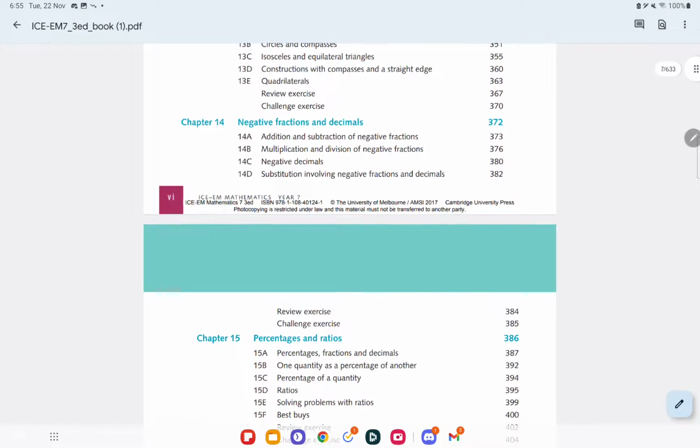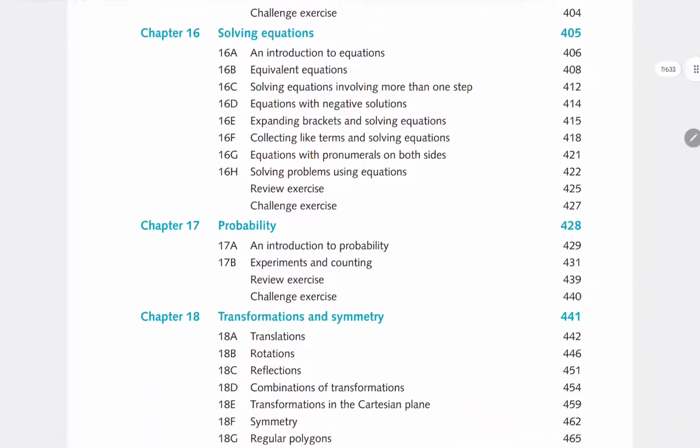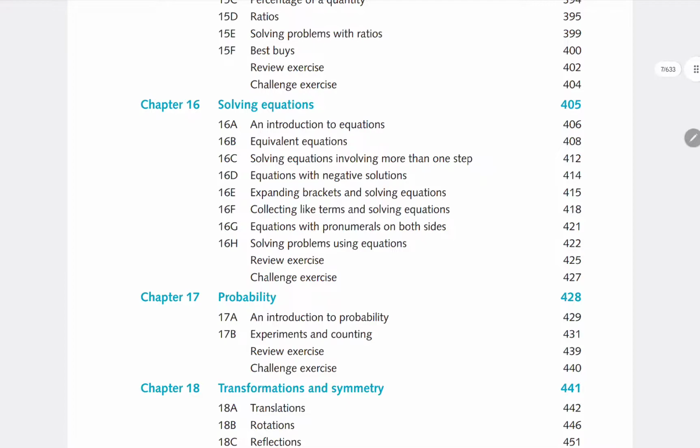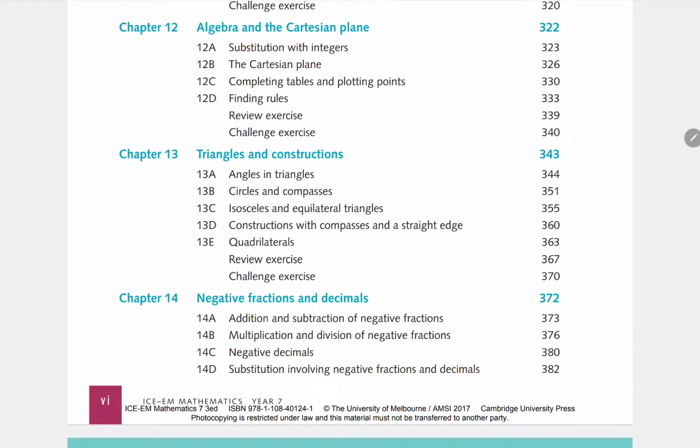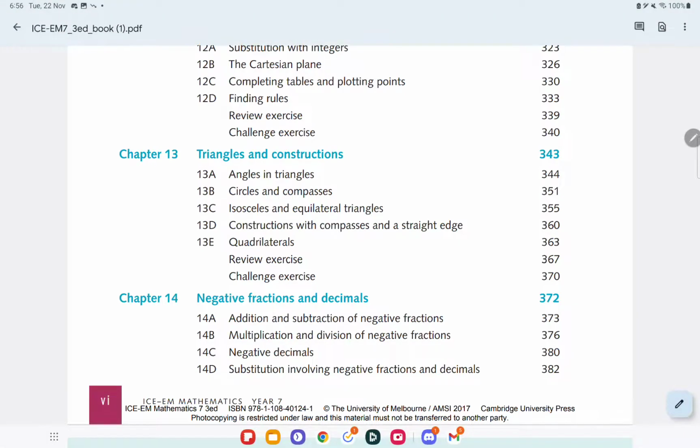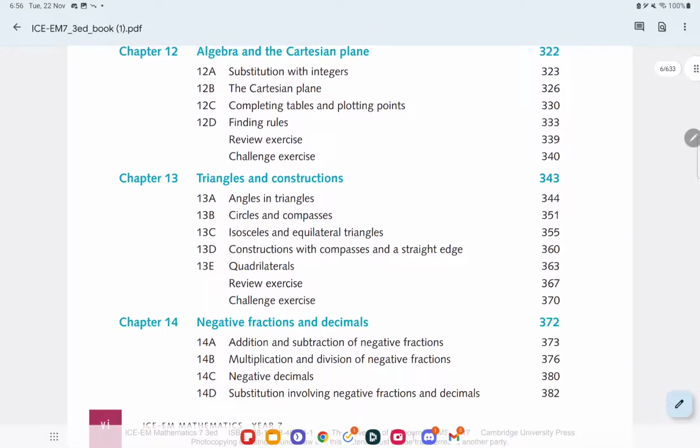Okay. So out of these chapters, which one do you think you have the least confidence in? 13. 13 is the least confidence. Yeah, triangles and construction, right? Let me just find it. So I think 6, 7, 11, and 12, we've gone through all of them. This is 13. So wait, hold on. 13 would be your weakest one, I think.